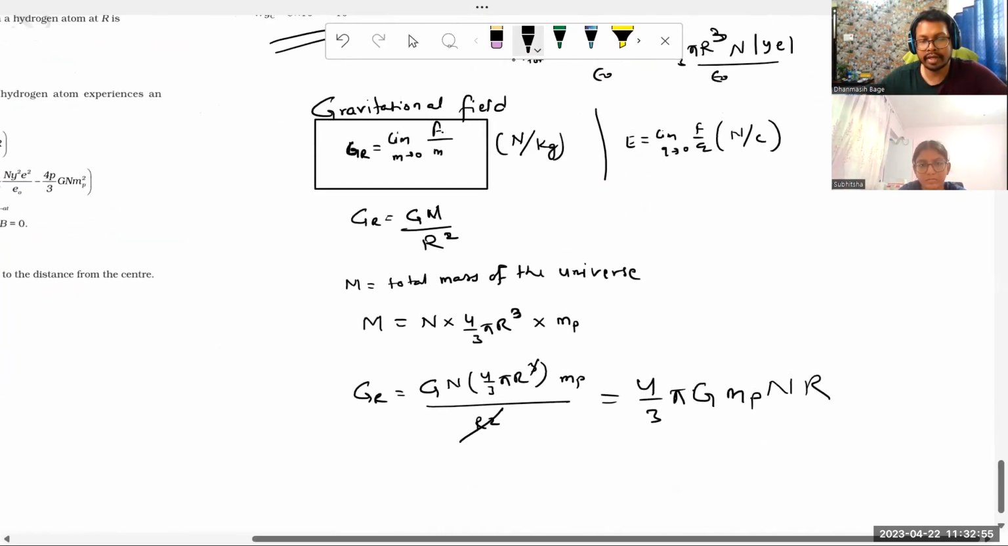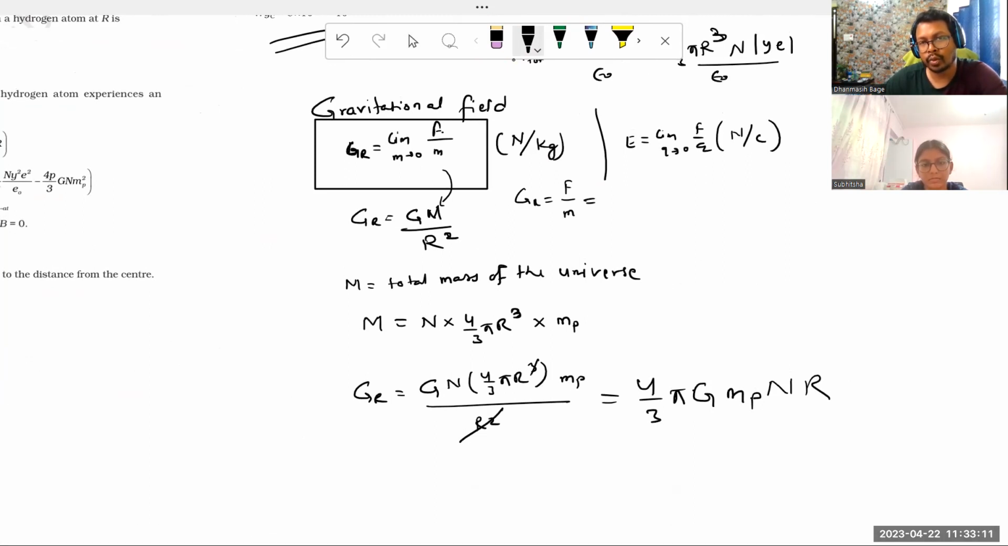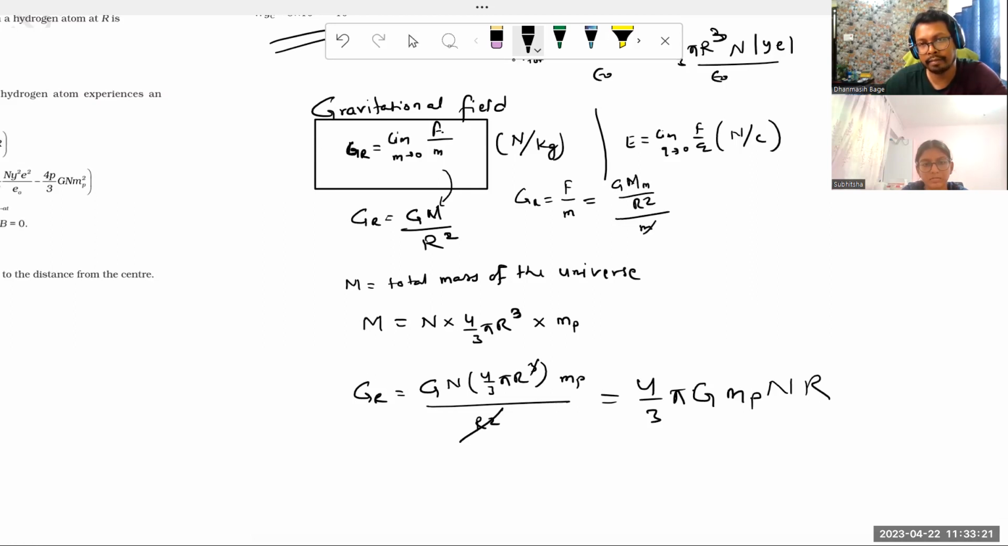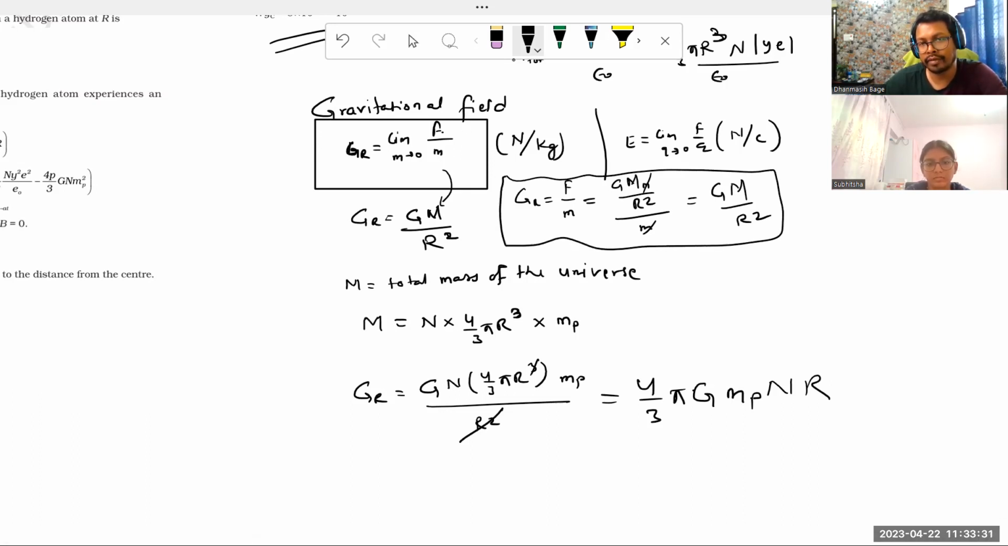You understood this thing, how I calculated the gravitational field? See, where is it coming from? Gr is equal to what? Gravitational force divided by m, right? So the total mass of the universe is equal to what? G capital M by R square, divided by M cancelled. We are getting GM by R square. That is how I got the formula for the gravitational field.